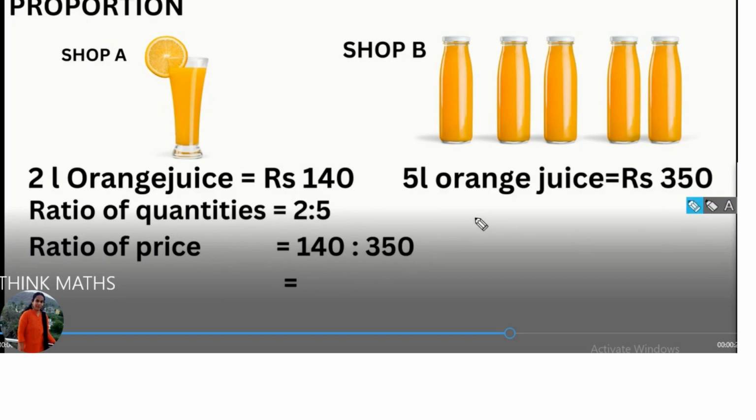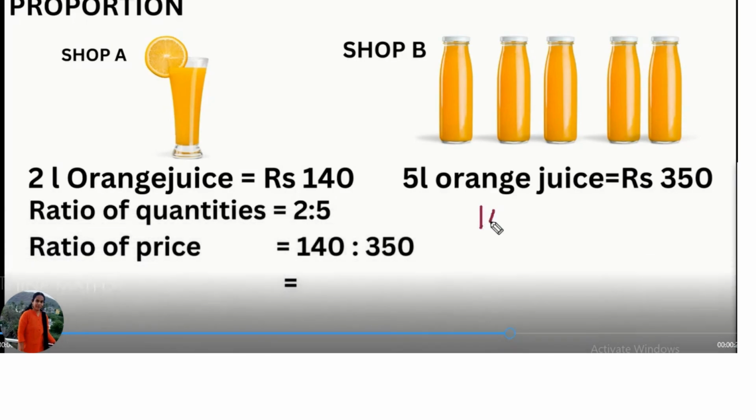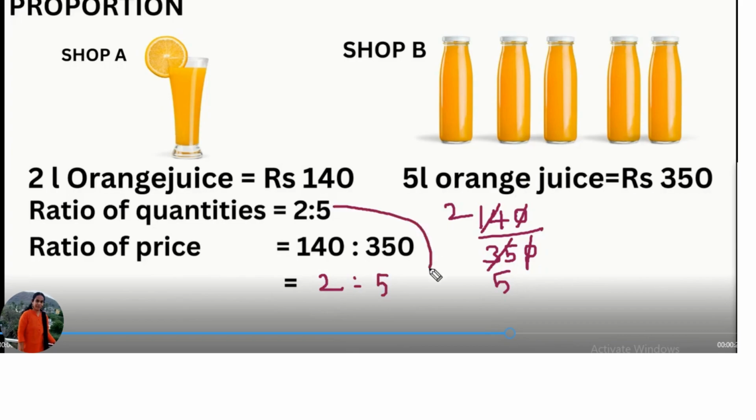So let us check whether it is same or not. 140 divided by 350. So 0 gets cancelled. So if I use the 7 table, 2 sevens are 14. This one is 5 sevens are 35. So we get the ratios are same here. Okay. So we are comparing the ratio of quantities to the ratio of price. So this is called proportion. Okay, children.